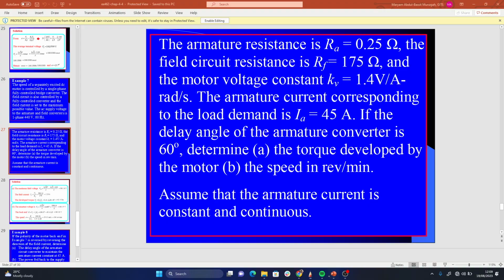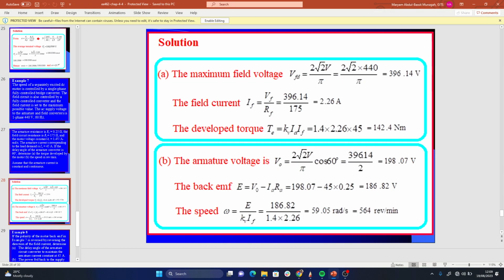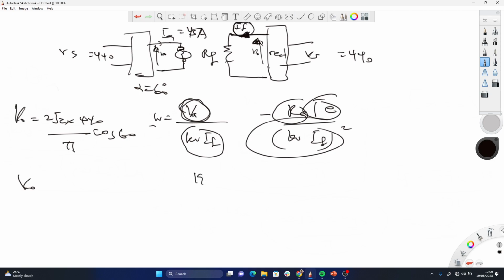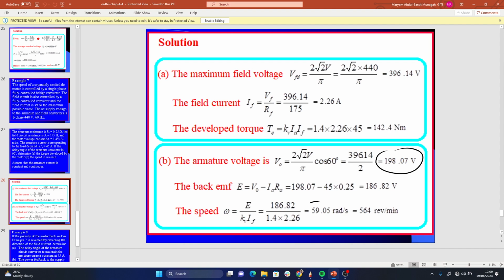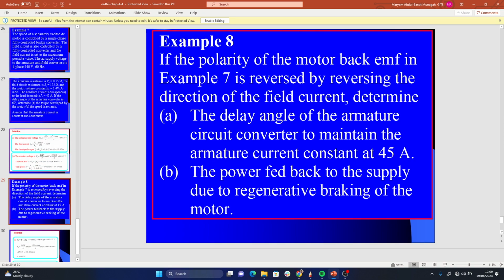You see, it works more with the formulas. So just put in everything, that's all. V naught will be 198.07. So you put in your 198.07, put in your KV 1.4, IF 2.26, RA, torque, everything, and you get the answer to be 59.05 rad per second. That's 564 rev per minute.